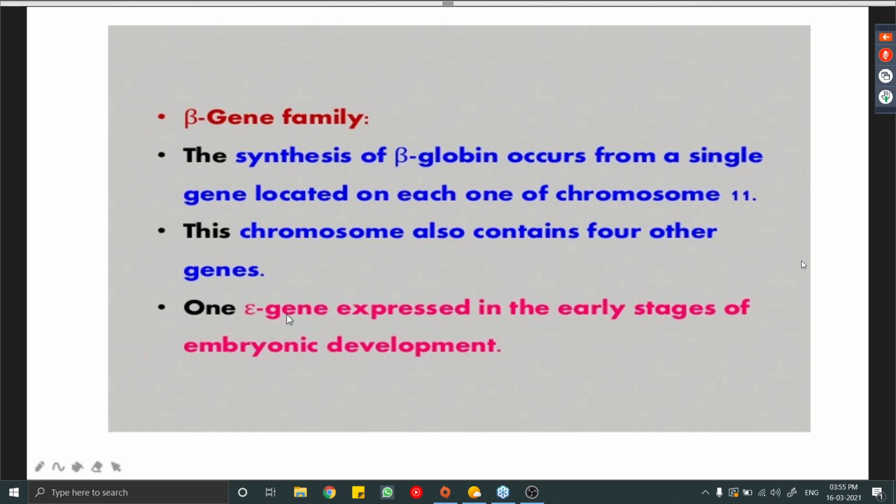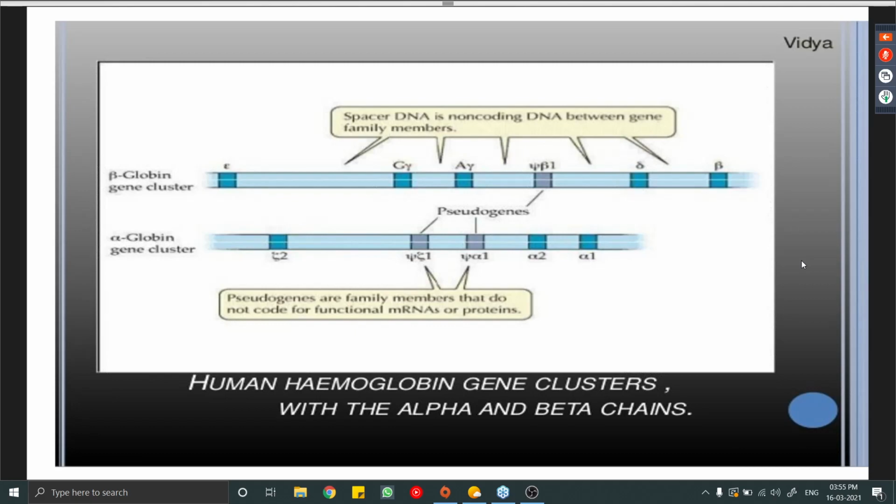This chromosome also contains 4 other genes. One is epsilon and another is gamma. You can see from this diagram: this is the beta gene cluster, with beta, delta, then gamma, and epsilon. These are two pseudogenes. This is chromosome 16, this is chromosome 11, and these are the two alpha genes, alpha 1 and alpha 2. These are two pseudogenes, and this is the zeta gene.